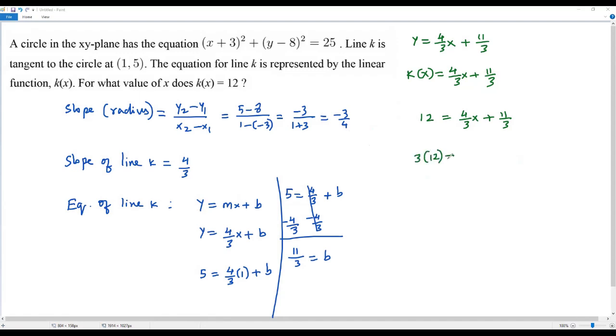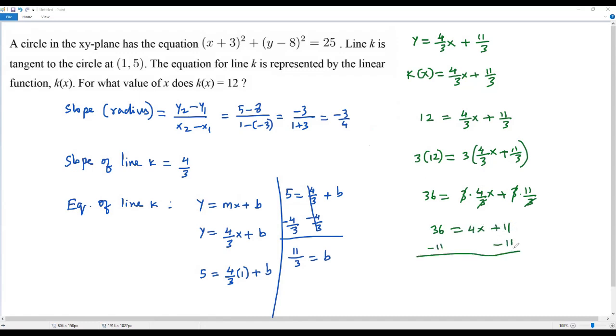That is 3 times 12 equals 3 times ((4/3)x + 11/3). Here 3 times 12 is 36. We can distribute this 3 to (4/3)x and 11/3, and we get 3 times (4/3)x plus 3 times 11/3. So the 3s will cancel out, and I'm getting 36 = 4x + 11. Now let me subtract 11 from both sides of the equation. Then positive 11 and negative 11 cancel out. I'm getting 25 on the left side. On the right side, we get 4x.